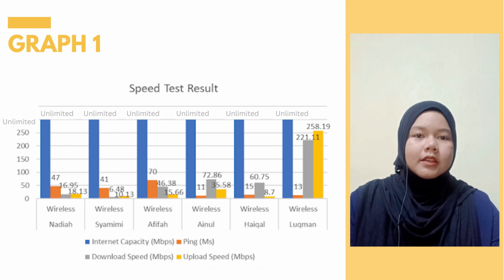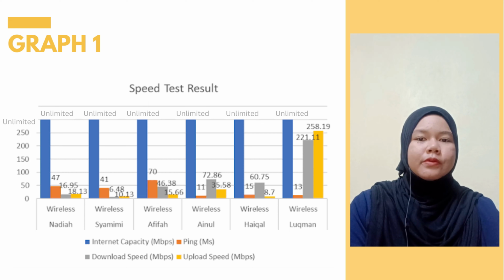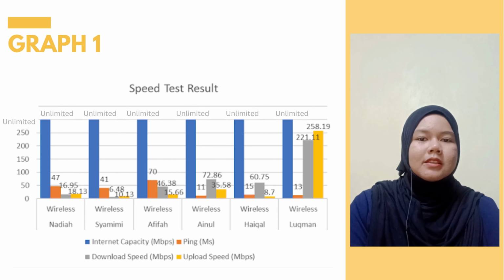From the chart, we can see the internet capacity for all members is unlimited. For the ping, Afifa gets the highest value, which is 70 milliseconds, while Ainul gets the lowest value, which is 11 milliseconds. After that, the chart shows that Luqman has the highest download rate among the members at a speed of 221.11 Mbps, and Shamimi has the lowest download rate, which is only 6.48 Mbps.